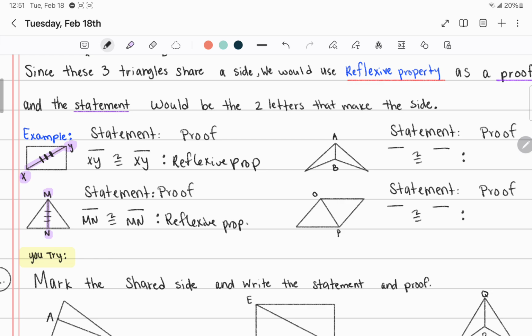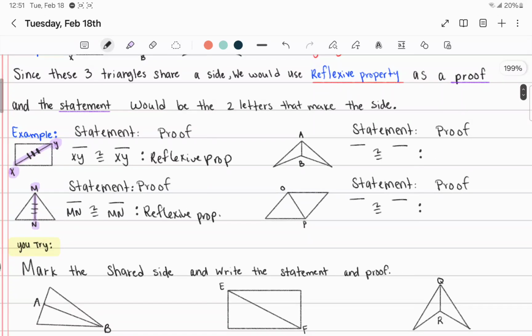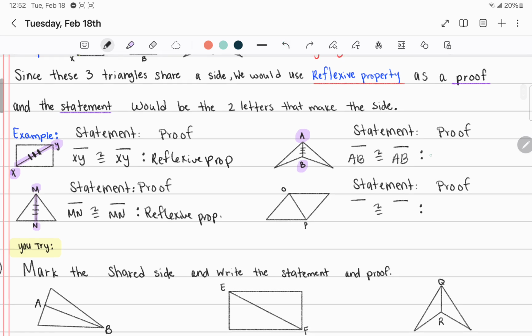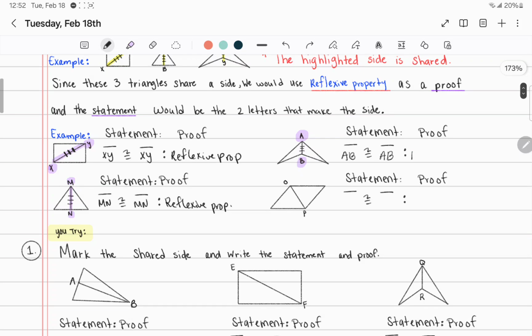Why? Because they have a shared side. The other side over here, what is the shared side? This middle piece right here. So go ahead and mark that with 3 lines, 1, 2, 3. What are the letters that make the side? A, B. So AB is congruent to AB. This means congruent to, guys. When I'm reading it, I'm saying AB is congruent to AB. But that symbol's already there for you. And then again, what do we write on the other side? Reflexive property.